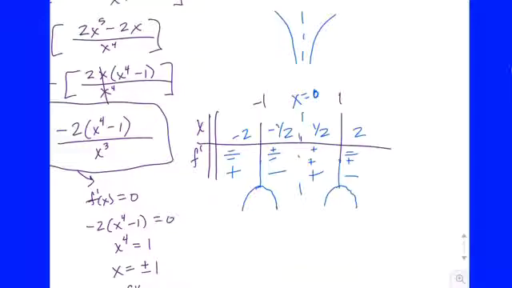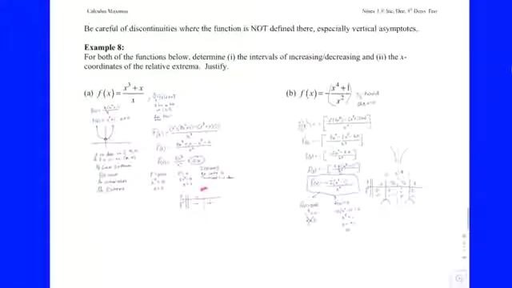So very, very important. If you have a discontinuity, it needs to go in the number line chart. If it's not in the domain, it won't be a local max or min, but it affects the sign of f prime. So very, very important. Okay, we got it all in there. That is the end of this section.